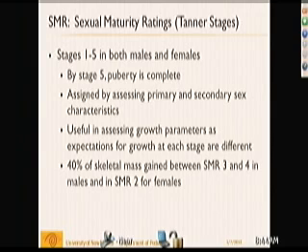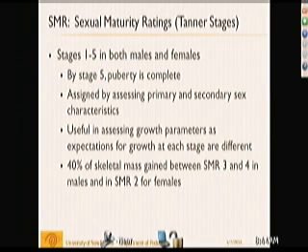Stage 1 means nothing's happening, so that's most of your elementary school. But stage 2 is that onset of puberty that we start seeing in girls around 10 and boys around 12. And it's assigned by assessing primary and secondary sexual characteristics. The other thing it's useful for is assessing growth patterns. Growth parameters, the expectations for growth at each stage, are different. So as you move into puberty, the most rapid part is sort of in the middle, and I'll show you a graph of that too.